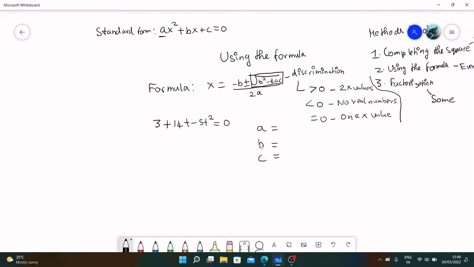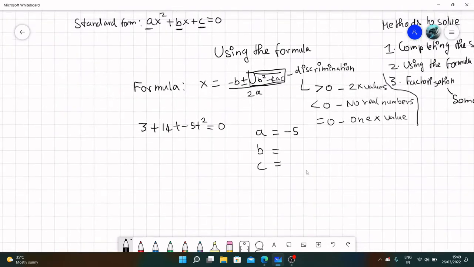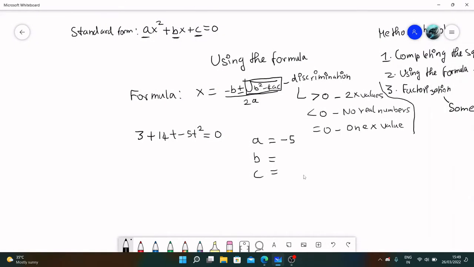Which are the values right here? A, b, and c. A is the value that is being multiplied with the square of the variable. The variable in this case is t squared. And what's being multiplied with it? It's minus 5. So our a will be minus 5. Our b, on the other hand, is the number that is multiplied with just t, and that over here is 14. And then we have c, that is just a number that's being added, and that would be 3 over here.